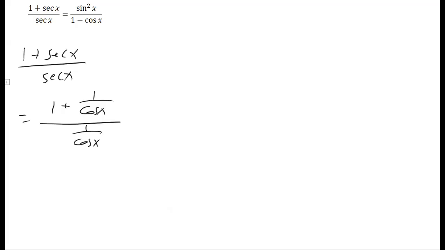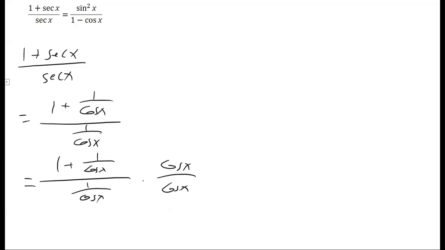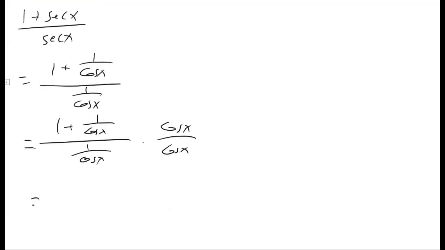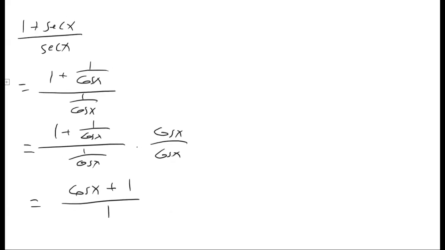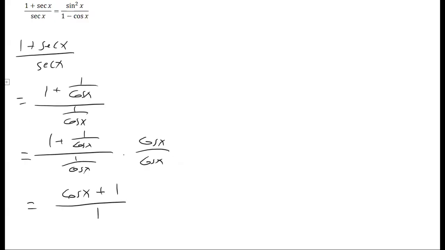Okay? And then I can, let me write it one more time to do the proof neatly. Multiply both the top and bottom by cosine of x. Multiplying by 1, not changing anything, okay? So the top becomes cosine x plus 1, the bottom becomes 1. So cosine x plus 1 over 1 equals the right-hand side, sine squared x over 1 minus cosine x. Does it even look close? I feel lost. So maybe let's abandon this method.